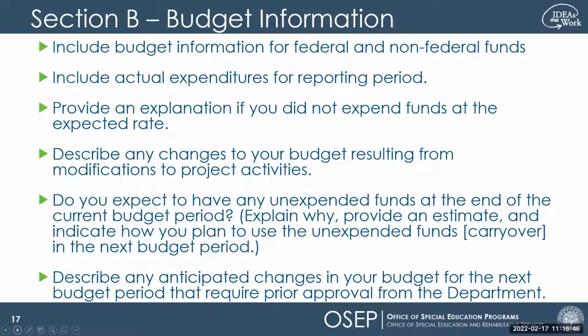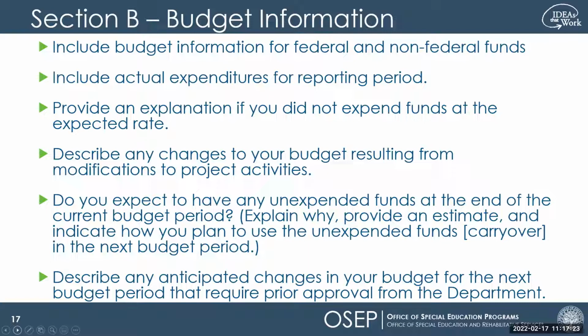Section B is about the budget. This section should never be blank, and you should provide the following information. Actual expenditures for the reporting period, both federal and non-federal. Provide an explanation if you did not expend funds at the expected rate. Describe any significant changes to your budget resulting from modifications to project activities. Describe any changes to your budget that affected your ability to achieve your approved project activities.